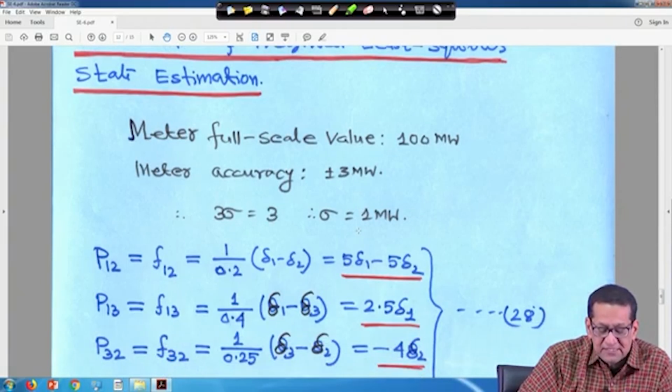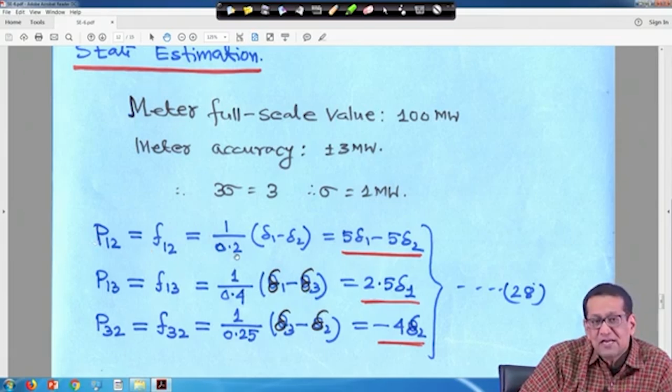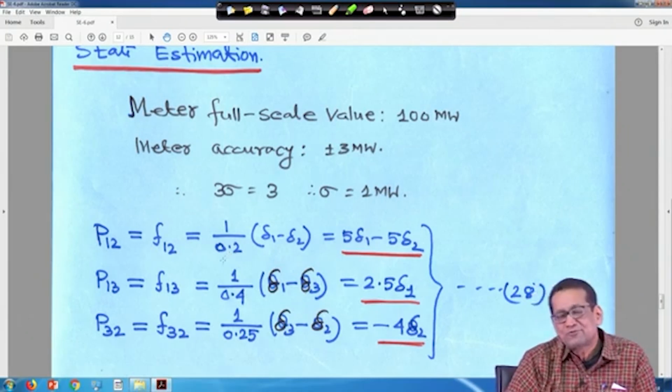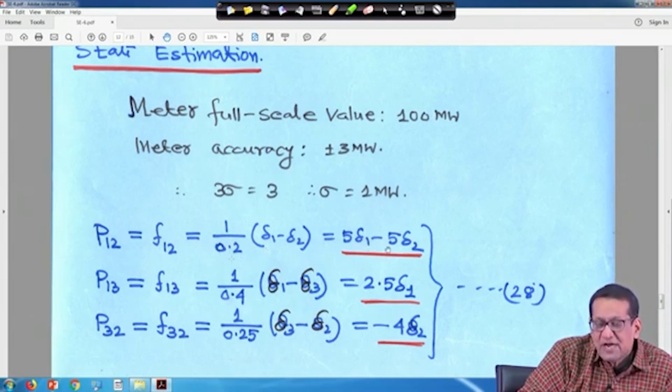Now, the same example, same data, that power flow 1 to 2, that is F12, the x12 value we have taken earlier. We are not going back to the diagram, as already 2-3 times we have seen the diagram. So it is 1 upon x12 times delta 1 minus delta 2. This is actually 5 delta 1 minus 5 delta 2.